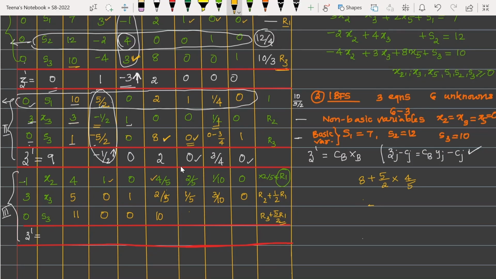Then the next 0 gets transformed as 0 plus 2 by 5 into 5 by 2, into the corresponding element in the first row. So 0 plus 2 by 5 into 5 by 2, it is 1. Then the next one is minus 3 by 4, to be transformed.